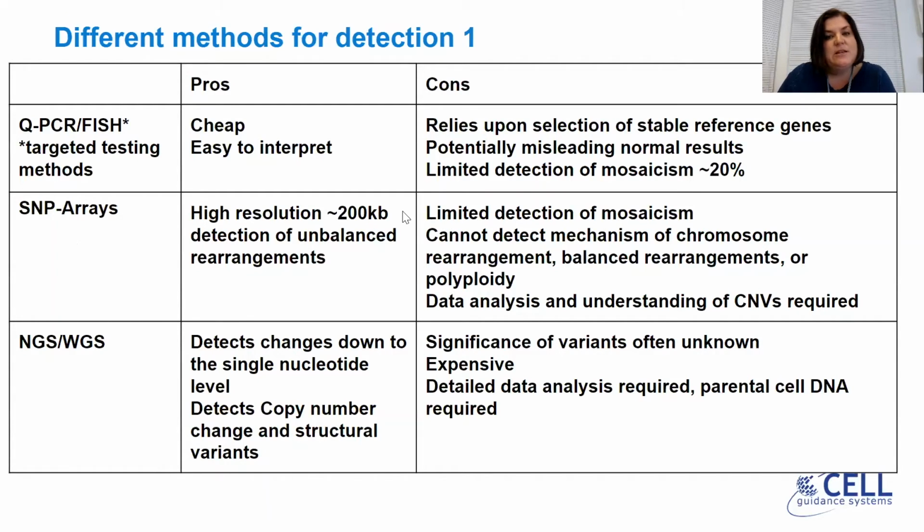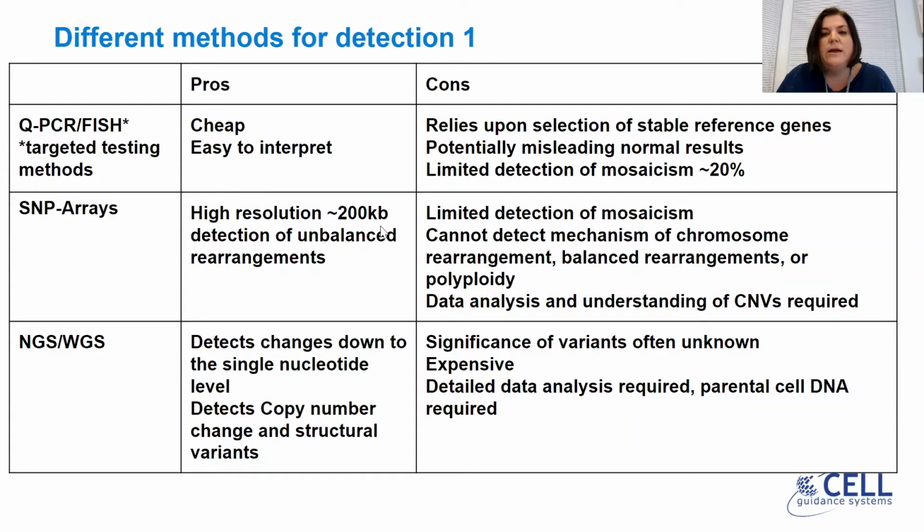So it's important to mention that there are different methods for detection and for checking the genetic integrity of your cells. So there's quantitative PCR and FISH. So that's polymerase chain reaction and fluorescent in situ hybridization. These are both regarded as targeted testing methods. The pros of them are that they are cheap and that they're easy to interpret. The cons are you really need to consider which primers you're using, whether they reflect the abnormalities that you hope to detect.